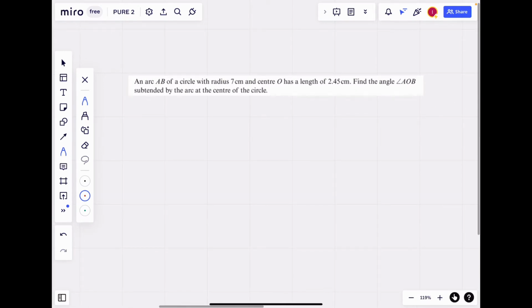So let's go through this example. An arc AB of a circle with radius 7 centimeters and center O has a length of 2.45 centimeters. So we've got the center O, we've got the arc starting from A going to B. The radius is 7 centimeters, so this is also 7 centimeters, and the length is 2.45. It says find the angle AOB, subtended by the arc at the center of the circle. So we're trying to work out this.